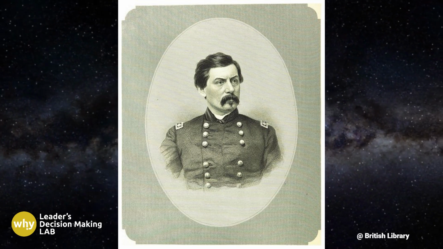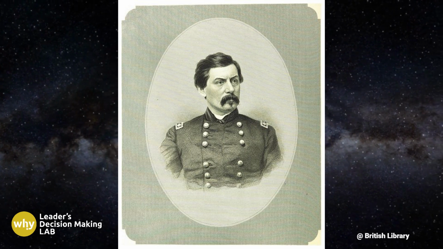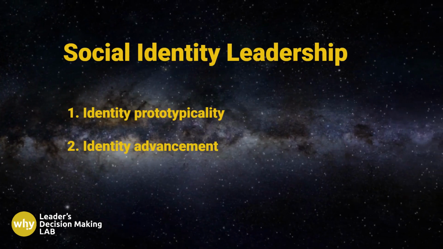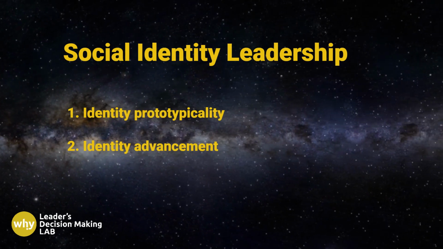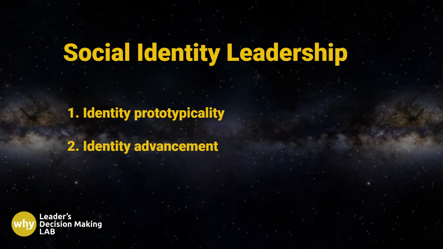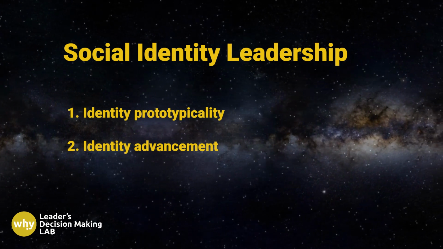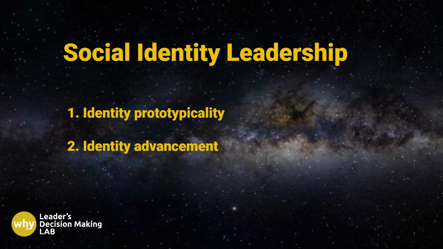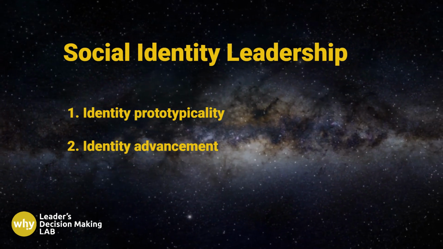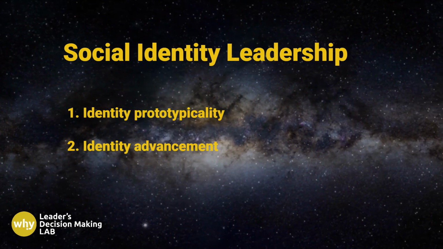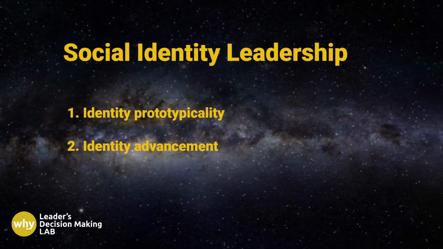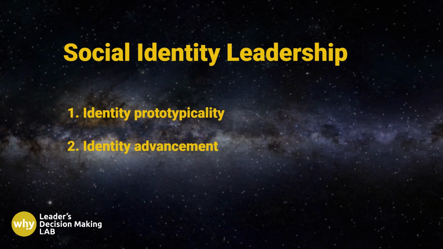As a result, he was eventually relieved of his command by President Abraham Lincoln. The second dimension of social identity theory of leadership is identity advancement, which means doing it for us. Leaders focus on promoting collective interests of the group and ensuring that group members feel a sense of identity advancement through their participation in the group activities.